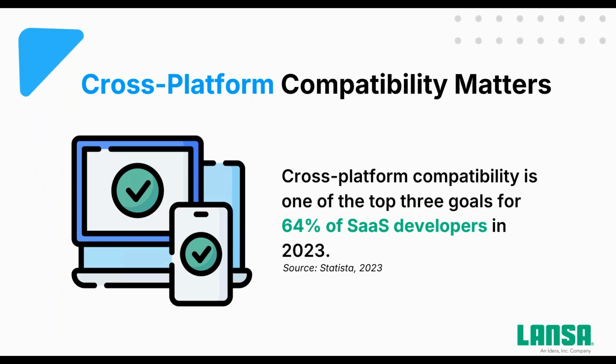On the development side, maintaining an application is easier as there is a single code base, so updates and fixes can be made centrally and rolled out to all the platforms simultaneously. So these are just a few advantages to this development approach. And according to a Statista poll, cross-platform compatibility is one of the top 3 goals of all SaaS developers in 2023. Now, this high percentage reflects the demand for applications that can reach a broader audience while minimizing the cost and effort of developing these multiple versions of the same app.